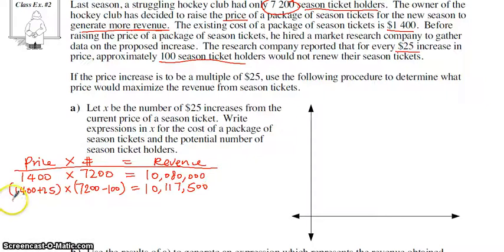And if you raise another $25, so let's say you raise $25 twice, and then you would decrease 100 people twice.